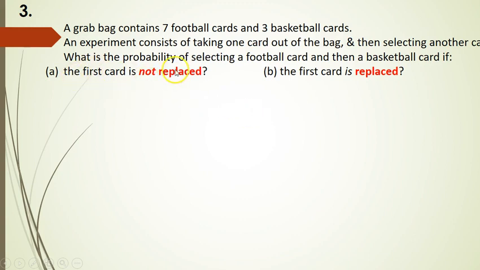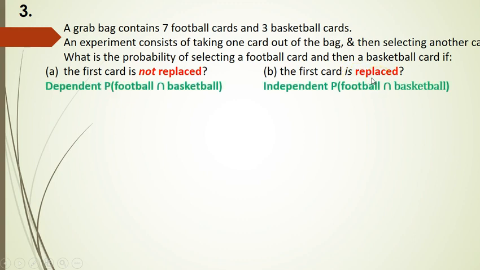So the first card is not replaced. So if it's not replaced, this one's going to be, you got it, dependent. Over here, B, it says the first card is replaced. So this one is going to be, yes, independent. Okay. So this can be dependent. We're talking about football and basketball. And this one's going to be independent, and it's football and basketball.